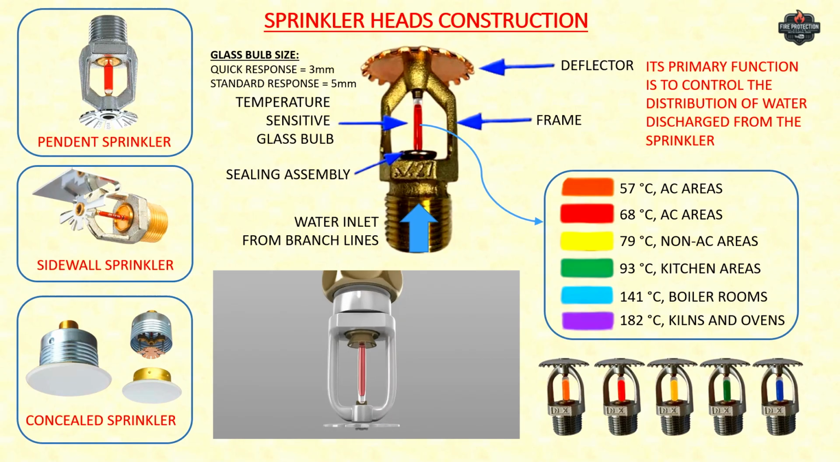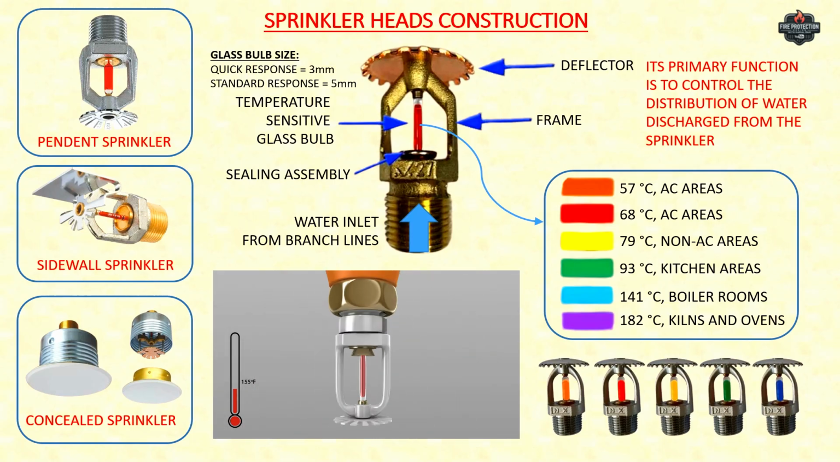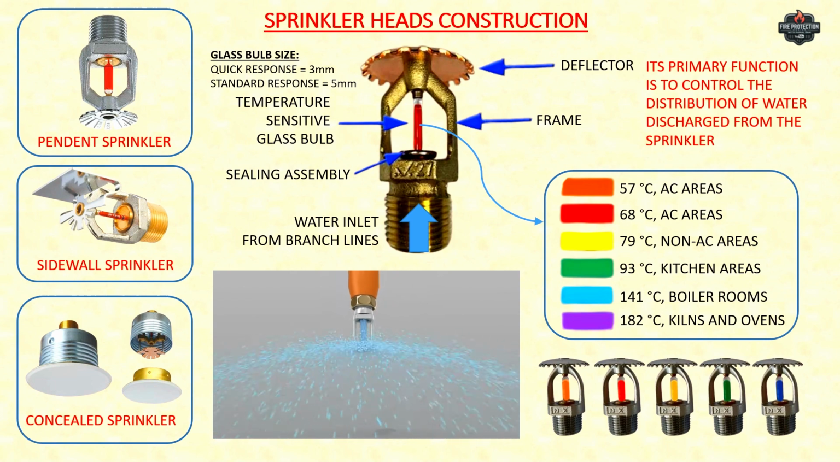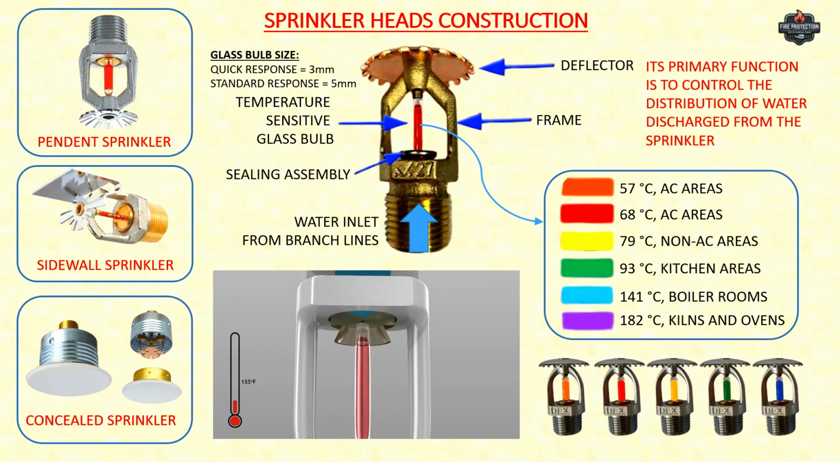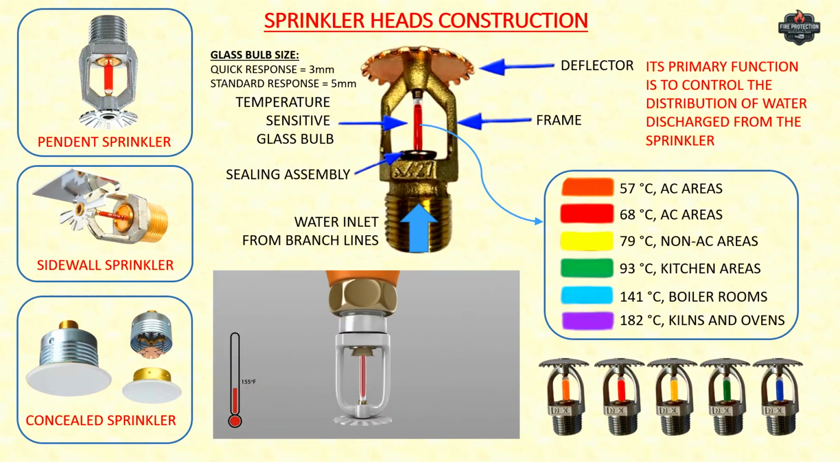The glass bulb in the sprinkler head is a heat-sensitive element. It works by containing a liquid that expands when heated. When the temperature around the sprinkler reaches the bulb's specified activation temperature, the liquid expands to the point where it breaks the glass. So this breaking action allows water to flow out of the sprinkler.